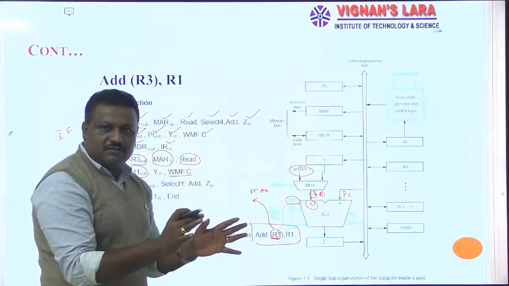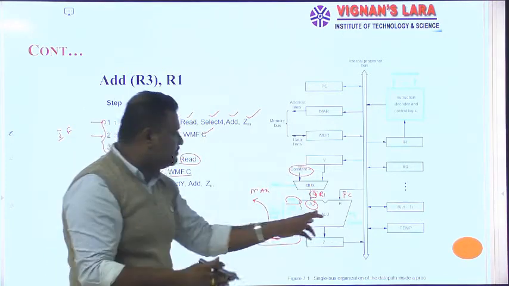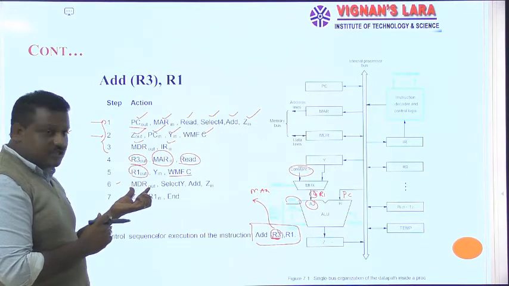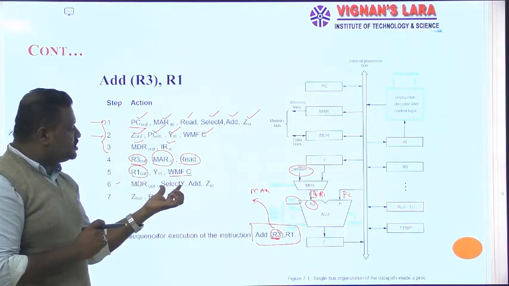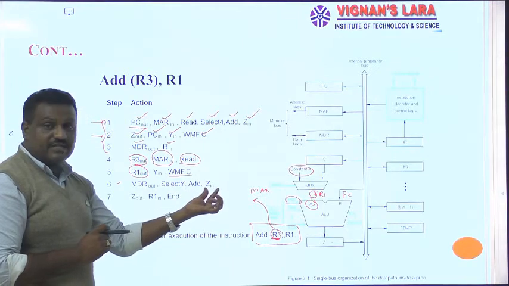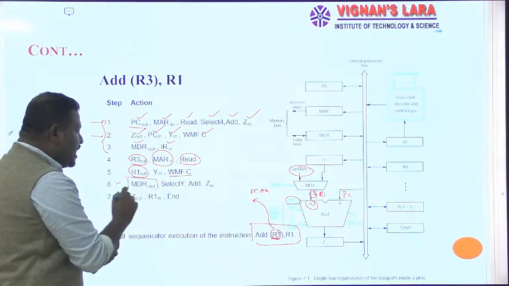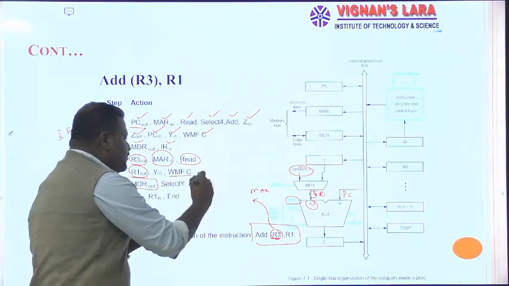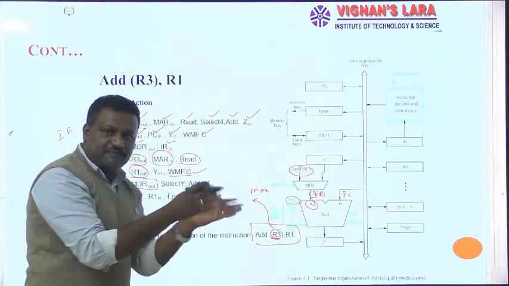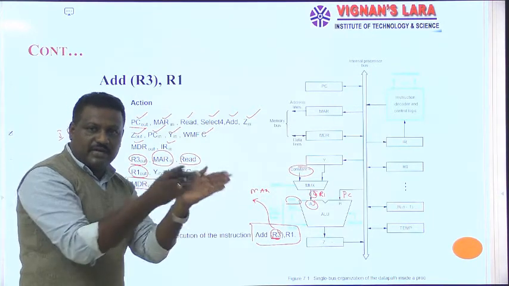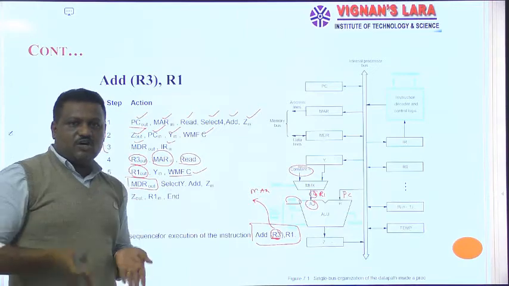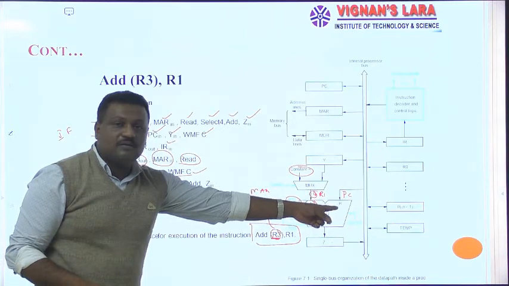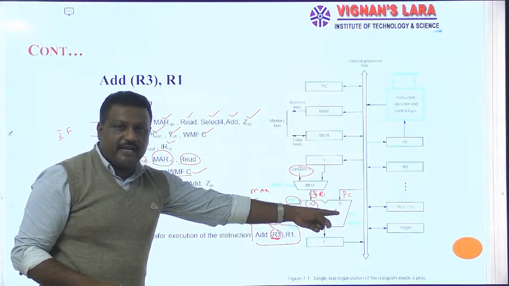I was waiting for the R3-pointed location data, which is the B data. So that I do in the next step: MDR out, that means the MDR value is placed, then select Y, add and Z. MDR out, that means MDR already received data from external memory. That is confirmed once I receive MFC. If MFC is received, that indicates that the location data is placed on the data bus and copied onto MDR. Then the MDR data I would like to transfer to the second input of the ALU as the B input.